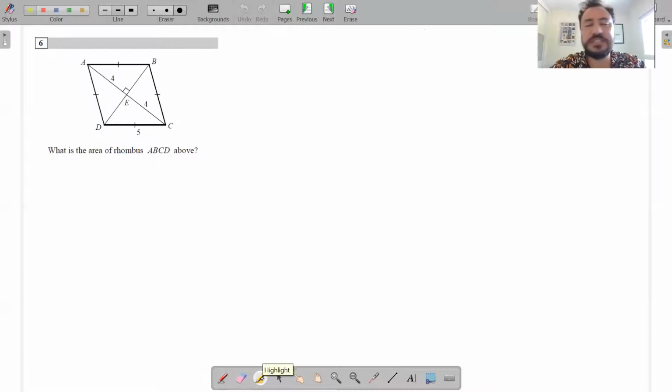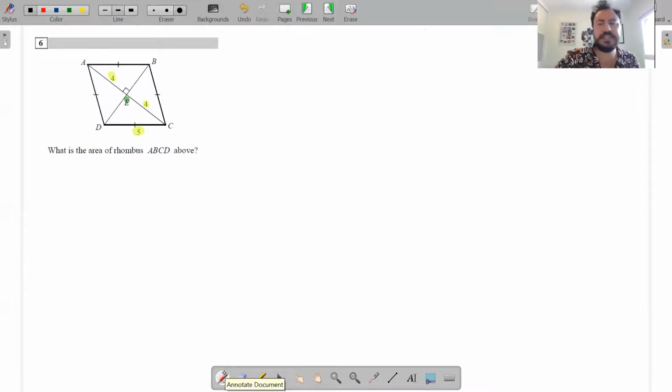Now, the problem with this information is, besides the fact that we have only the base but not the height, that if we want to use the other formula, we have only one diagonal, and we need to find this other diagonal. However, I know that this angle is 90 degrees. So I know that the triangle DEC is actually a right triangle. So I know I can use Pythagoras.